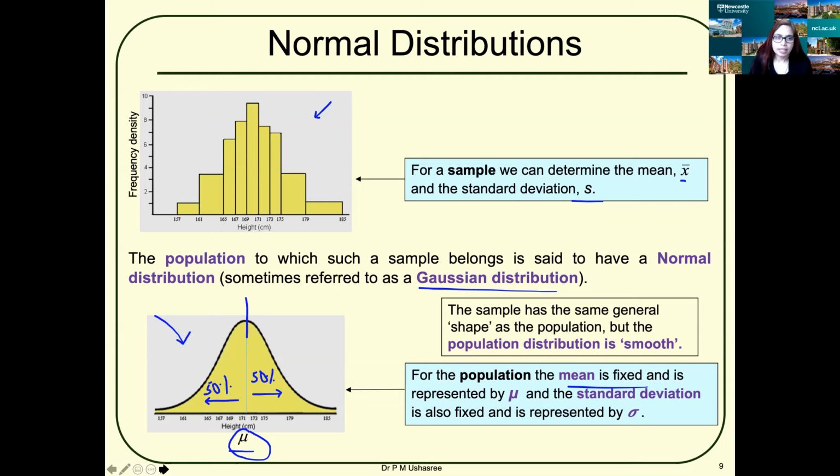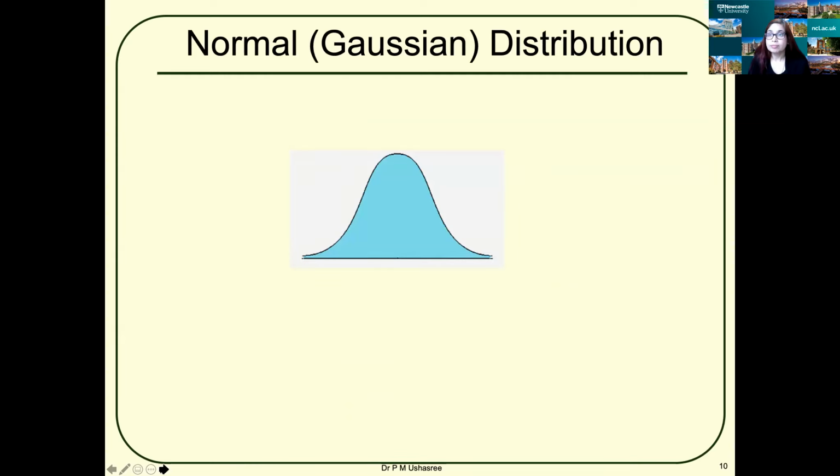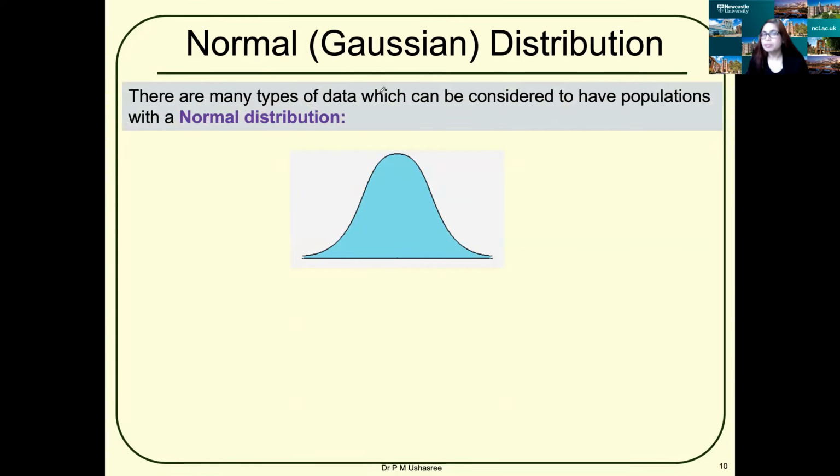Okay. So now we can see such normal distributions around us, because we are talking about a population now. There are many types of data which can be considered to have a population with a normal distribution, like cholesterol. We saw the example of a sample, but if we take all the adults, for example, in the UK, for the population, the distribution will be smooth and symmetrical, approximately. Sometimes it is approximately symmetrical. That distribution is called a normal distribution or a bell curve.